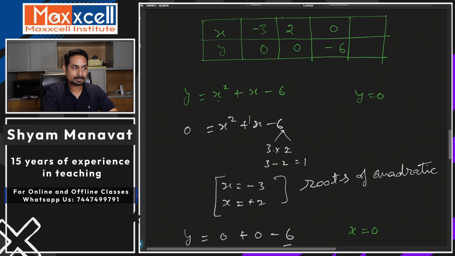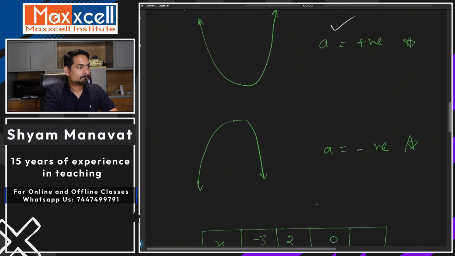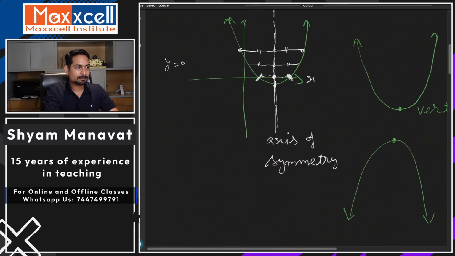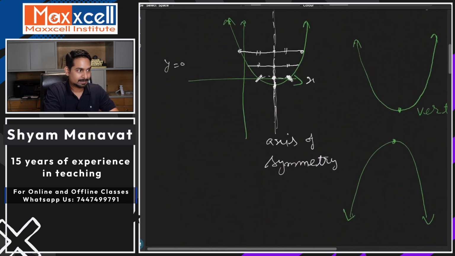Are you able to link the points? Are you able to connect the dots? Yes. This is the midpoint of the roots, and this vertex is on the axis of symmetry. This vertex also passes through the midpoint of the roots.